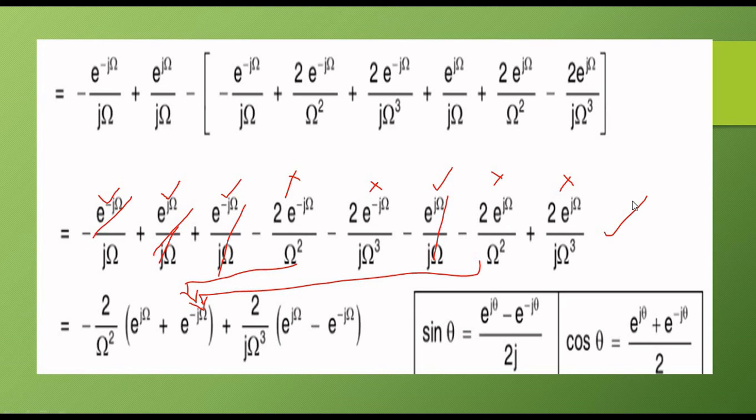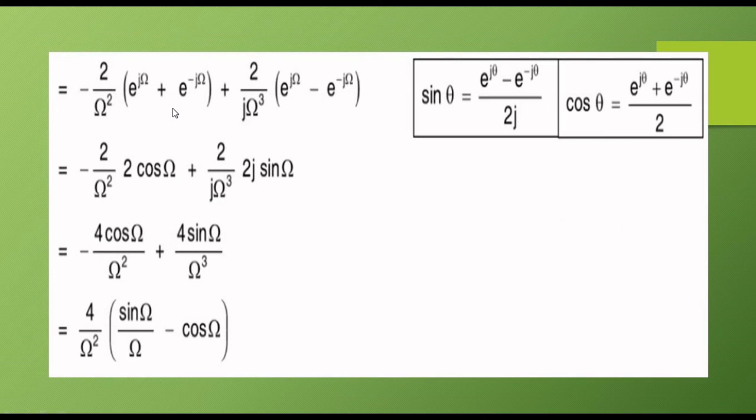So we will substitute this here. When you substitute it here, just look at this. This is cos term and this is sin term. So this becomes 2 cos omega and this becomes 2j sin omega. So what next? Multiply the variables and get the final answer. You get it as minus 4 cos omega by omega square plus 4 sin omega by omega square. So we will bring out 4 and omega as common. You will get it as 4 by omega times sin omega by omega minus cos omega.